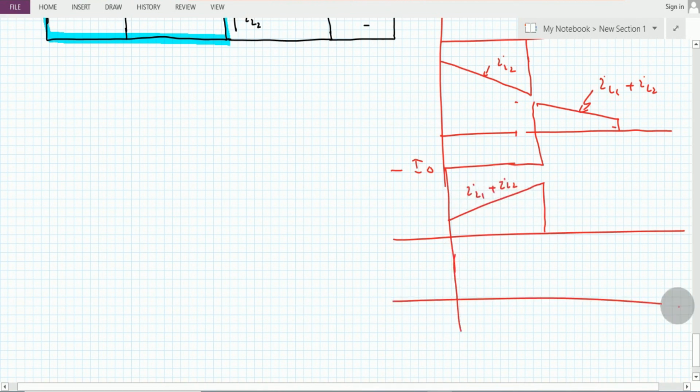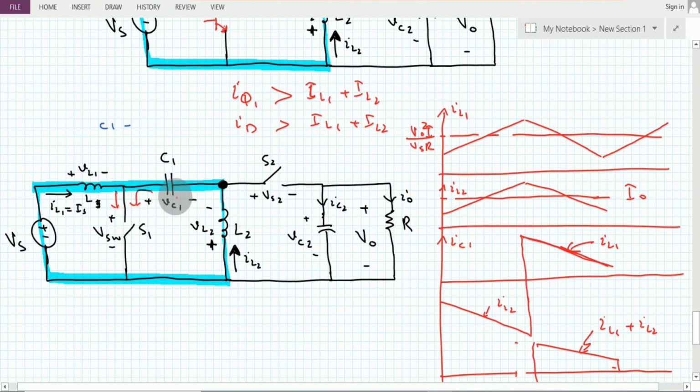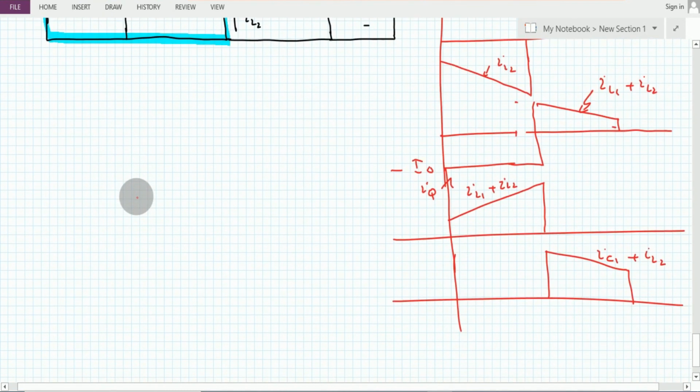This is the IQ, and for the diode we have this current, which is equal to IC1 plus IL2, and this IC1 is the current which is coming from here, so this is IL1 and this is IL2, and this is the current through the diode D.